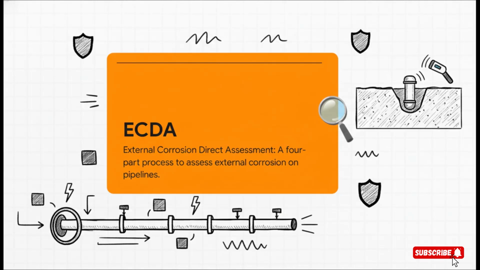Now, you're going to hear this acronym thrown around a lot in regulatory documents. ECDA. It stands for External Corrosion Direct Assessment. The best way to think of it is as a formal 4-step checkup for a pipeline. It uses a lot of the data we've been talking about to figure out the health of the pipe without having to dig the whole thing up. It's a really key process.